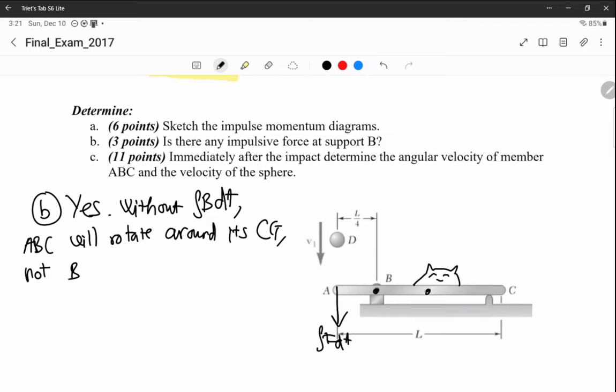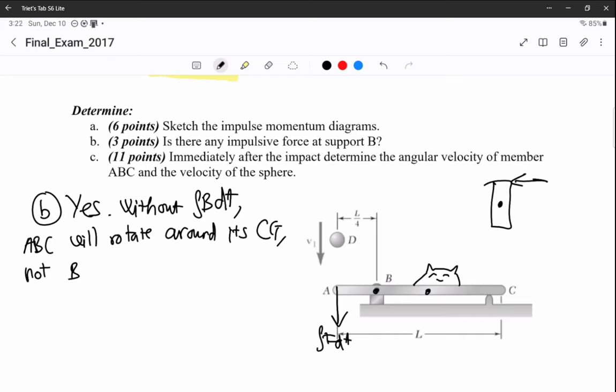So what I'm saying is, let's say you put your foot on the table, and you push on this side. There's no pivot point, there's no other impulse. You're going to see it rotate around the center of gravity, right around the middle. But this one is obviously not rotating around the center of gravity. It's rotating about pivot point B. So there must be some impulse at B to make sure it's rotating around B and not the center of gravity. That's the reason why there's support at B.